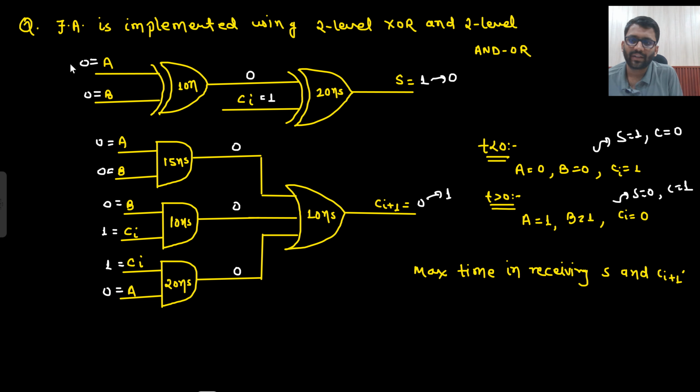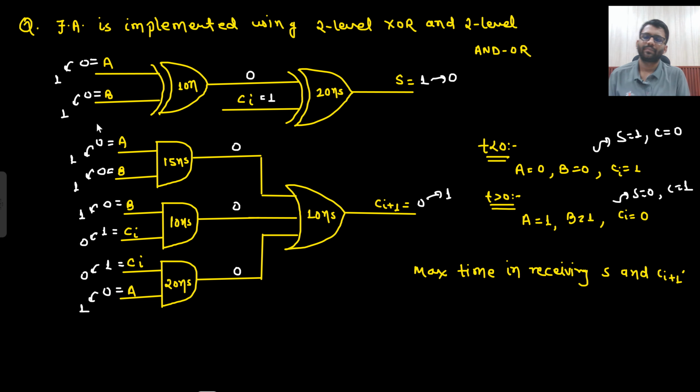Now A has become 1 and B has become 1. These guys have changed at t equals 0 only, and C has become 0. So 1 XOR 1, this will become again 0 only. This will again become 0 only. So this is going from 0 to 0. This has become 1 to 0. So this is going from 0 to 0.